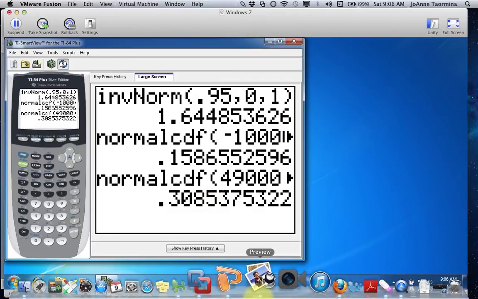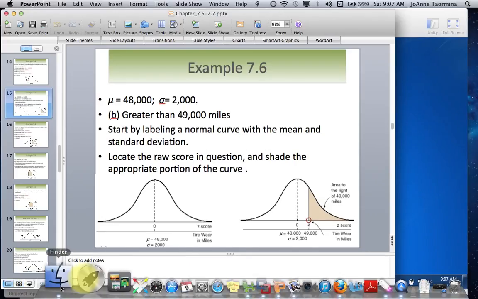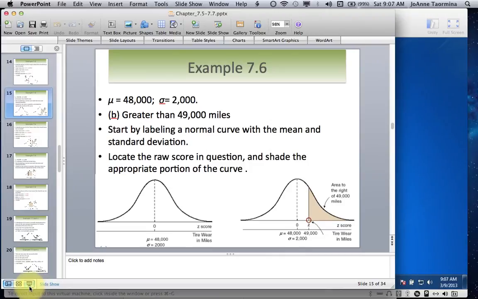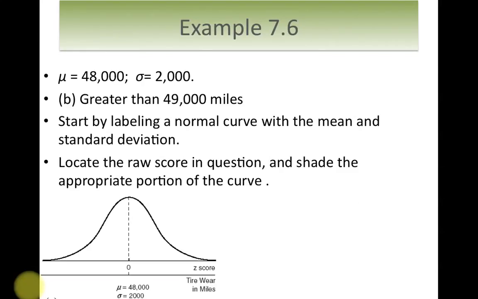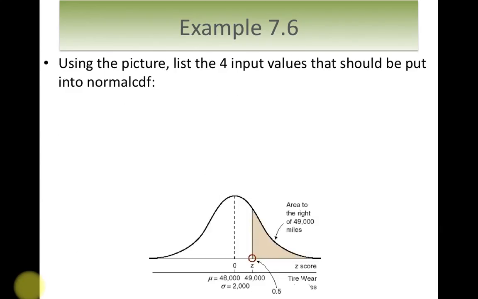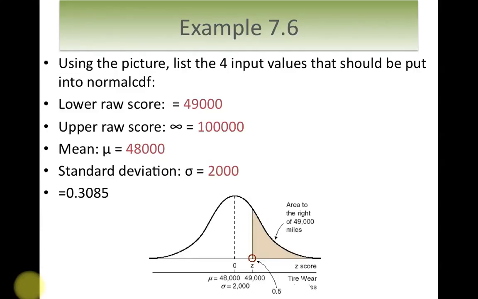0.3085, which means that 30.85% of tires last more than 49,000 miles.